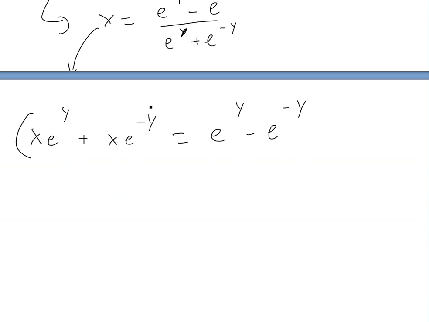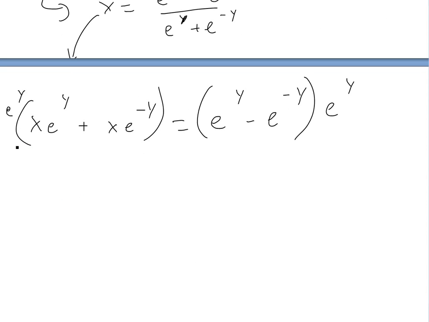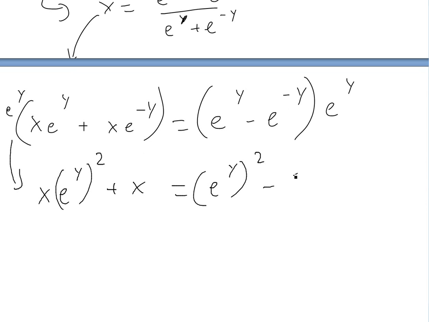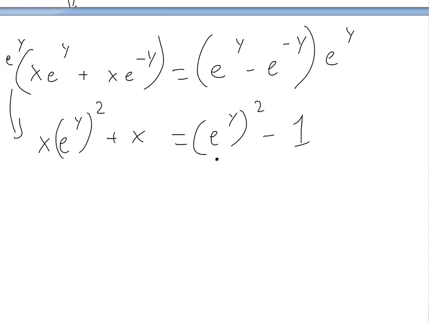And now what we're going to do here is times everything by e to the y, so e to the y, just so we can cancel these e to the negative y's out. So we're going to get x e to the y squared plus this one, they cancel, so we're just going to be plus x is equal to, again in this case, e to the y squared minus 1 here.